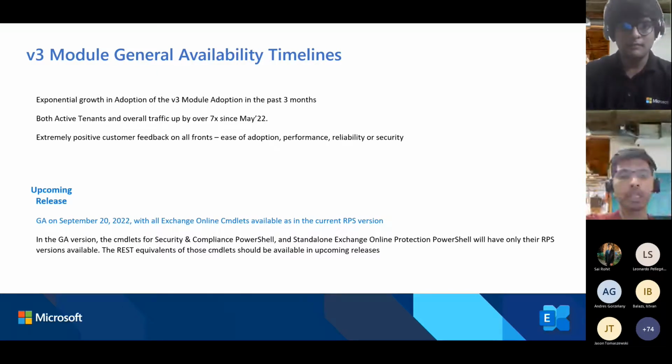What you will not get in REST is the security and compliance PowerShell and standalone EOP commandlets. These still would come with the RPS versions. The REST equivalents of all these commandlets, for both security and compliance and EOP, should be available in upcoming releases later. So that's on the manageability side of things. Hope you're as excited as we are about the upcoming GA of these REST-based, more secure, performant and reliable commandlets.